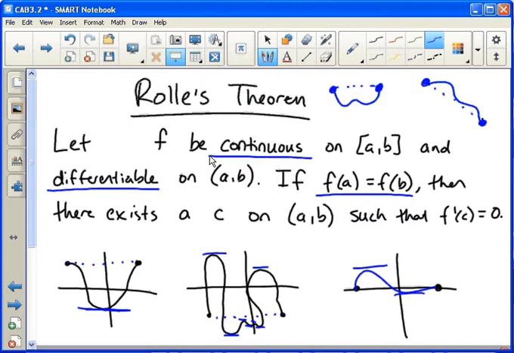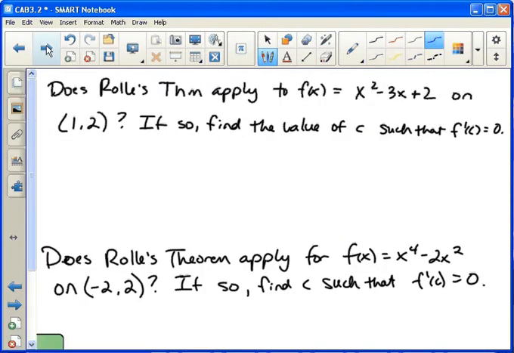So now let's move on and try an example. Does Rolle's theorem apply to the function x squared minus 3x plus 2 on the interval 1 to 2? If so, find the value of c such that f prime of c equals 0. So that first part is just asking us, does Rolle's theorem apply? Now remember, there's three requirements for Rolle's theorem. First, it has to be differentiable. Second, it has to be continuous. Third, the endpoints have to have the same y value.